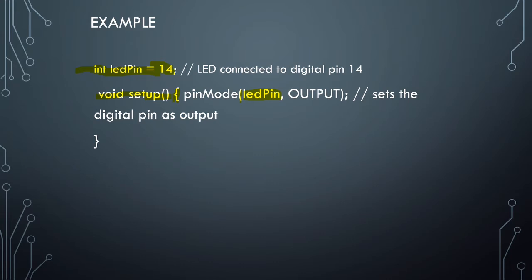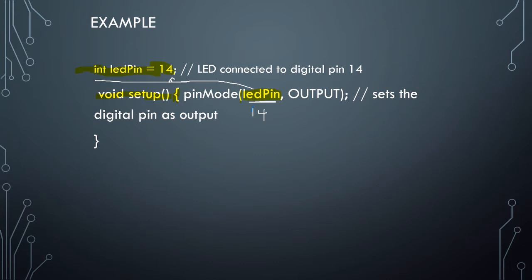So you could also write this as the number 14. Get my different color here. You could also write this as the number 14 to refer to pin 14, but we've done things correctly, and we've already declared this as a variable to begin with. So instead of writing pin 14, we can write LED pin as our label, and it's going to point back here and recognize that this is pin 14.